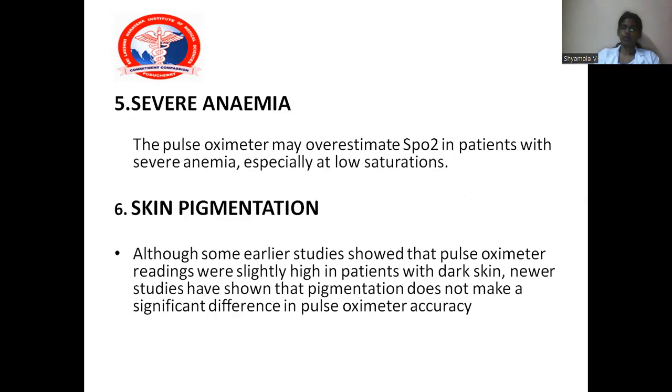Pulse oximeter overestimates the SpO2 in patients with severe anemia, especially at low saturations. Skin pigmentation also influences the reading of the pulse oximeter, although some earlier studies showed that pulse oximeter readings were slightly high in patients with dark skin. Newer studies have concluded that pigmentation does not make a significant difference in pulse oximeter accuracy.